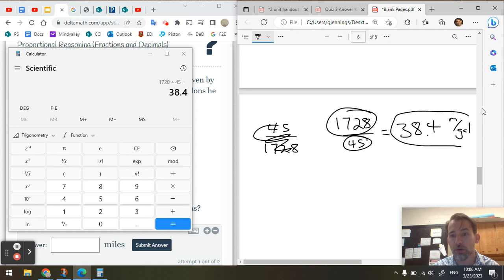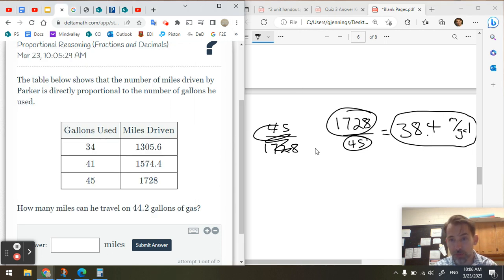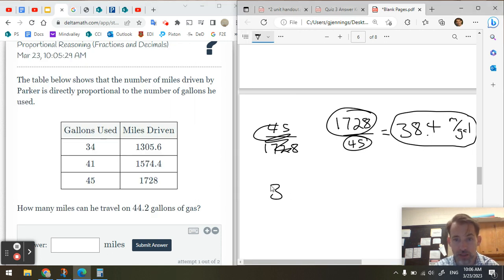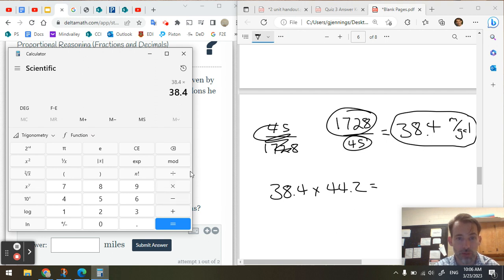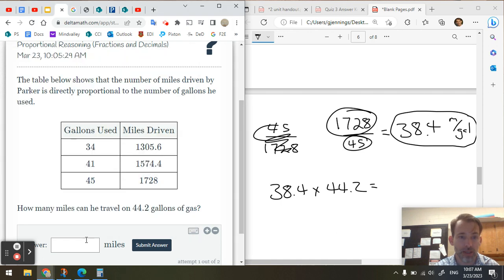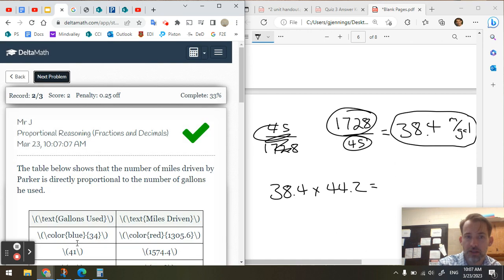So that's the unit rate. That's how many miles you get on 1 gallon of gas. The next step would be to take 38.4 and multiply it by 44.2, and that will give you the answer. We've already got that number on our calculator, so just push multiply 44.2, and then proudly give the number 1697.28. Very proud of my calculator skills.